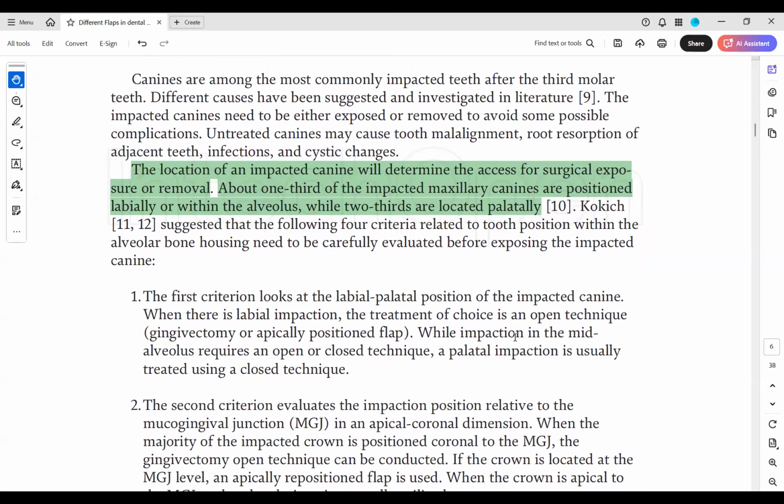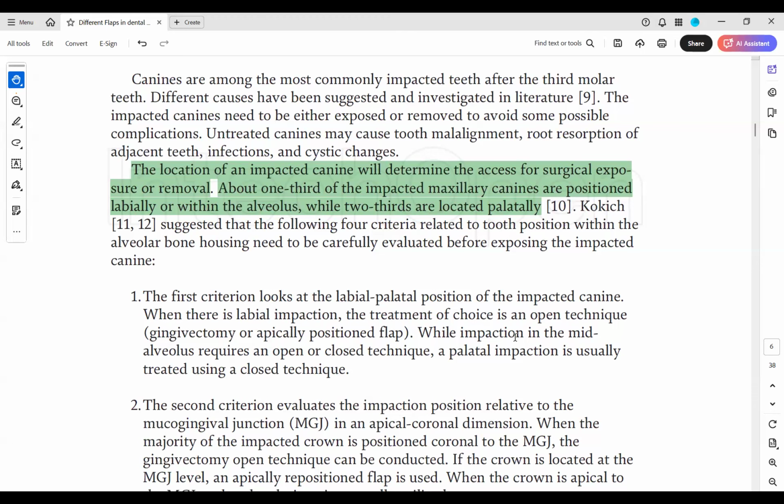Based on the position of the canines, they can be either deeply impacted canines or superficially impacted canines, right? And it's one of the most commonly impacted teeth. The prevalence is almost 1 to 3% of the population presenting with impacted canines. So that's quite a high percentage, right? And you first have to assess the accurate location of the impacted canine to determine whether you can surgically expose it or you have to remove it.